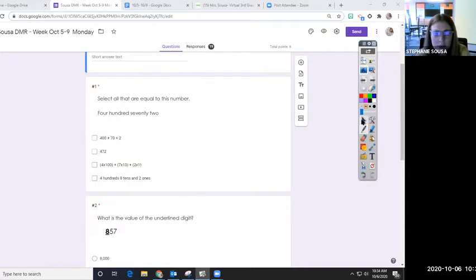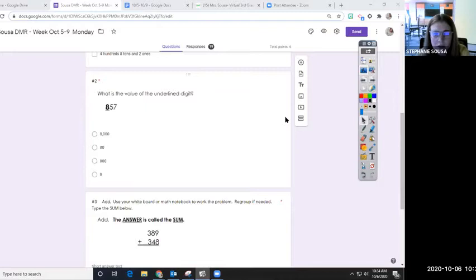Looking at question number 2, what is the value of the underlined digit? This 8 is underlined, and this 8 is in the hundreds place. So this has a value of 800. We can see that by writing the digit and changing each number after it to a 0, 800.